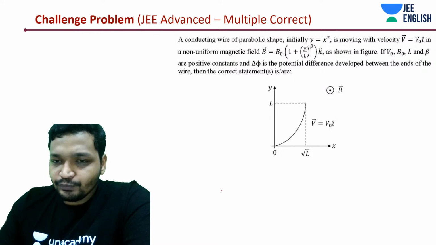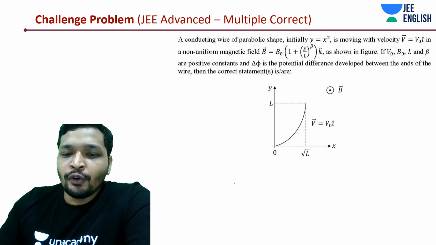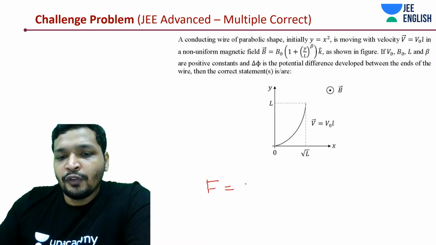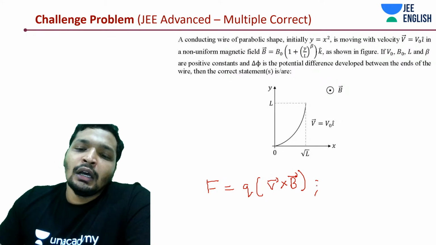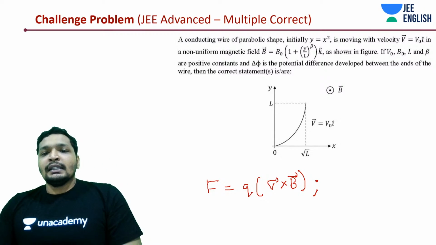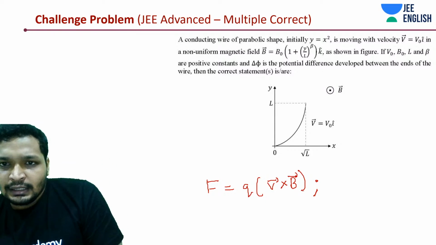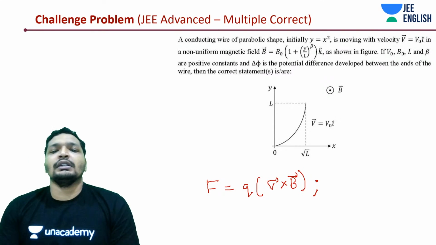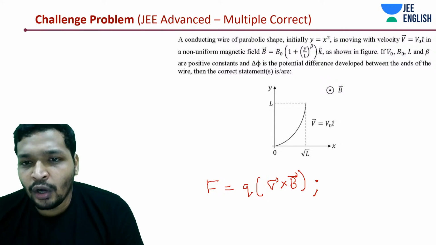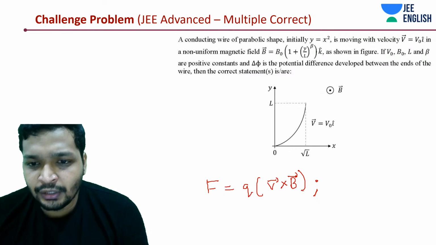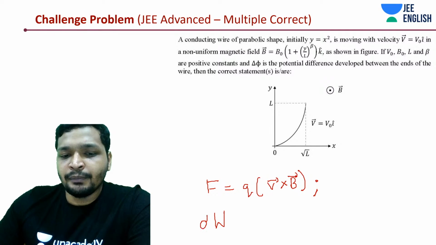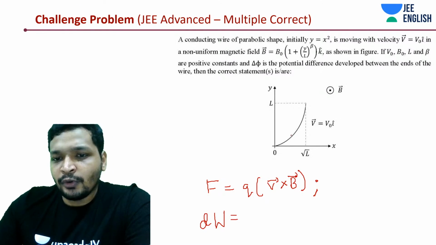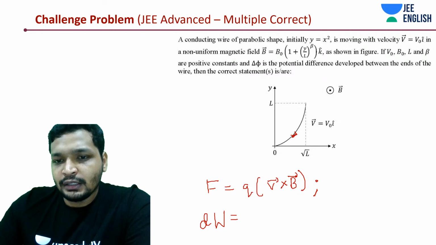That being said, what is the force? Lorentz force is Q into V cross B. Now let's analyze this. So delta phi is being asked. And what is the length along which you are calculating the force? Along some dy length. Take a small projection. It's going to be of dy length.